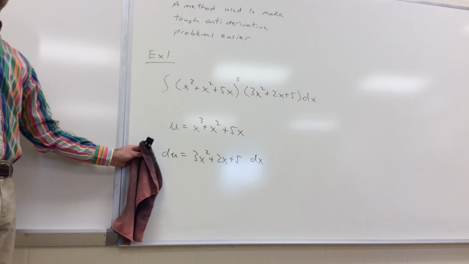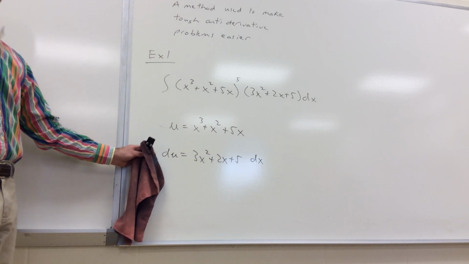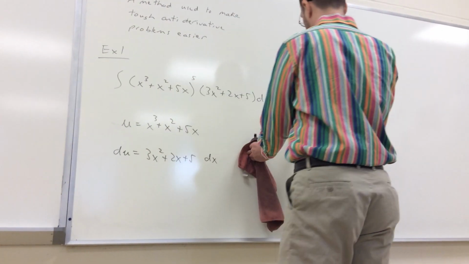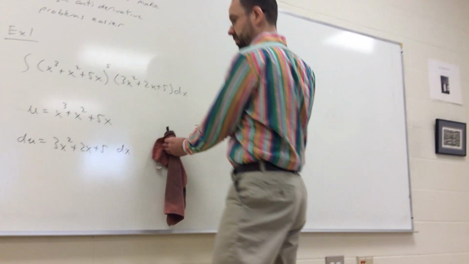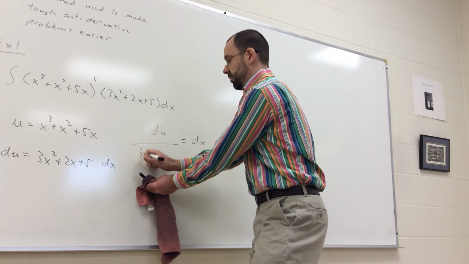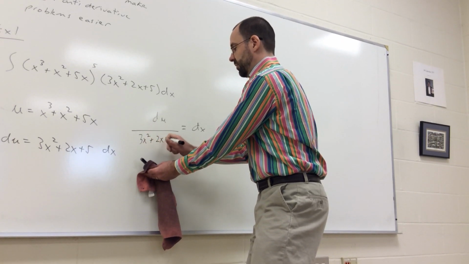And then you solve that for dx. So dx is du over that whole big mess. dx is du divided by 3x squared plus 2x plus 5.